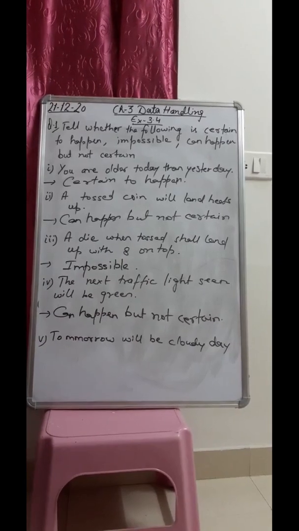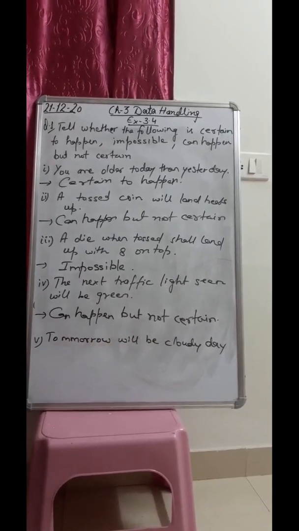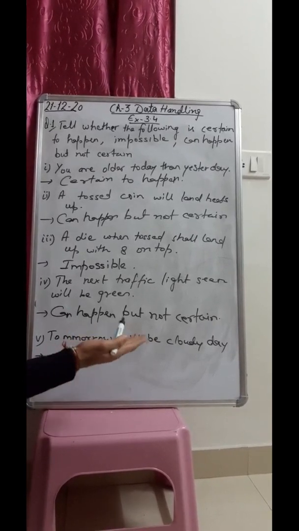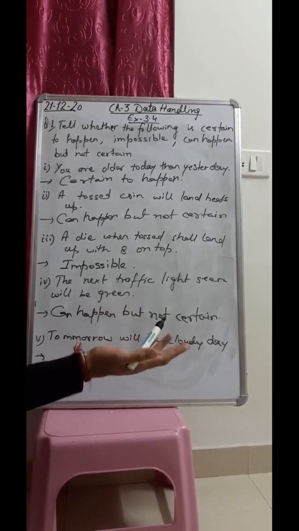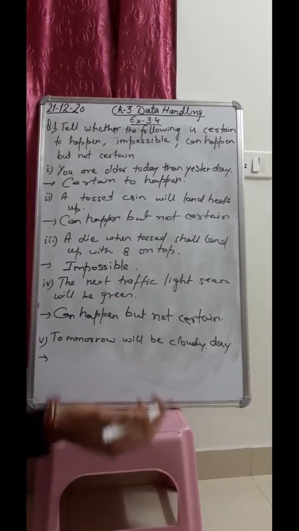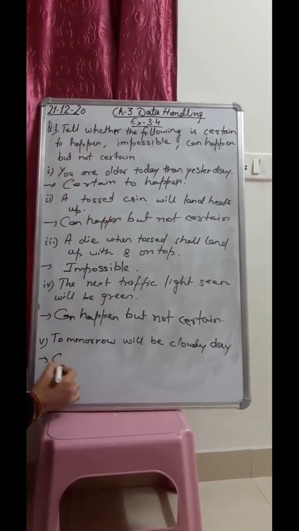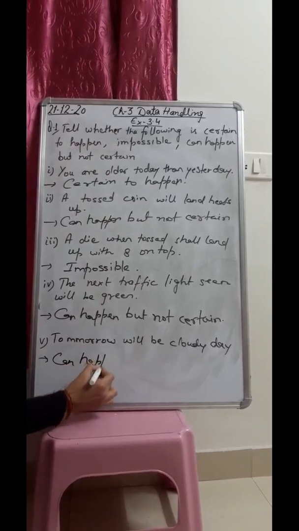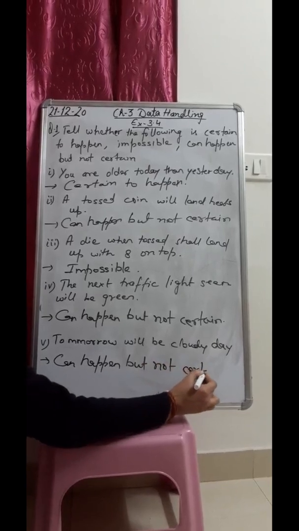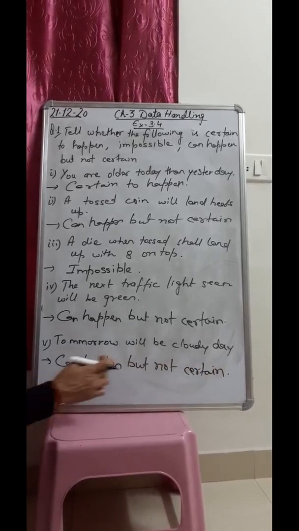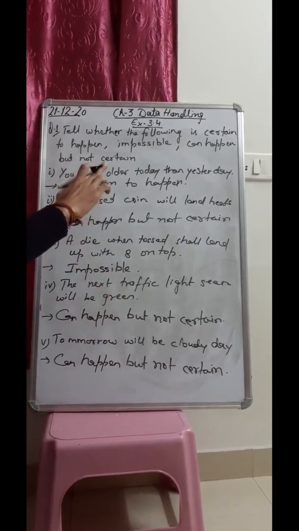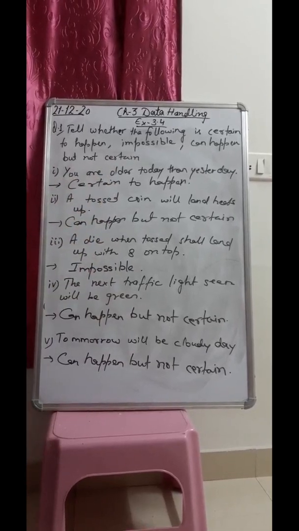Now fifth part: tomorrow will be a cloudy day. Here tomorrow can be a rainy day, a sunny day, or a cloudy day. We are not sure here also. So which condition applies here? Can happen but not certain. The event that we are not sure will come can happen but is not certain. In this way we can apply the conditions to different situations.